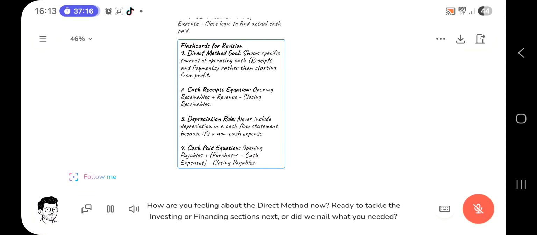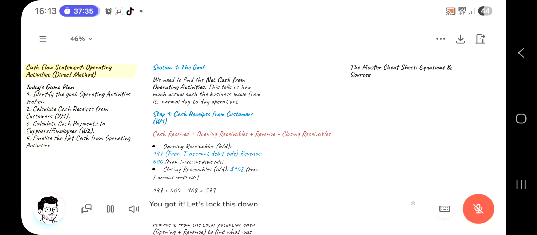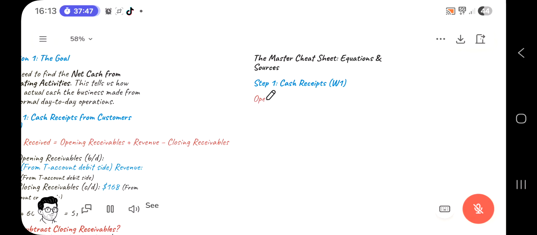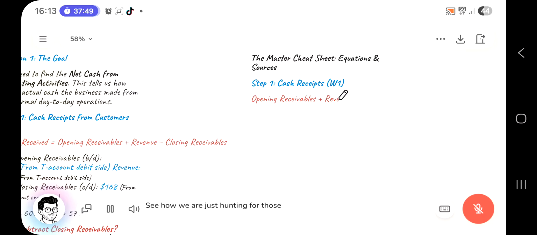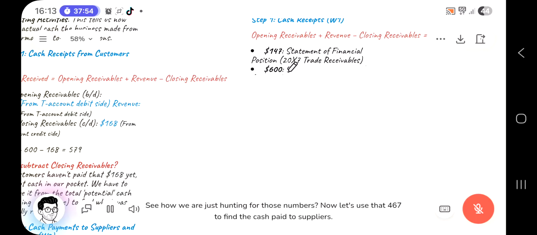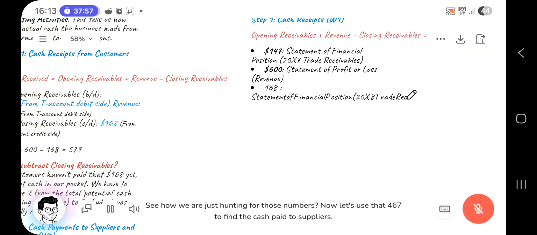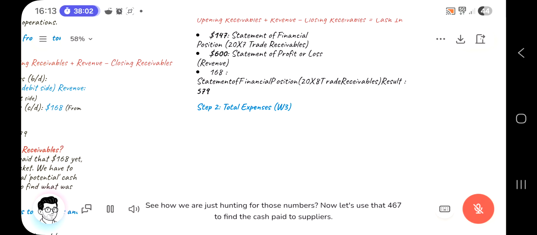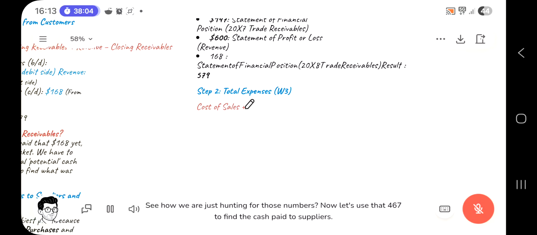You got it. Let's lock this down. Here is every single equation we used and exactly where we grabbed those numbers from the Activity 4 sheets. See how we are just hunting for those numbers? Now let's use that 467 to find the cash paid to suppliers. There you go. Every number accounted for and every equation lined up. Does this summary clear up the trail from the question to the final answer for you?